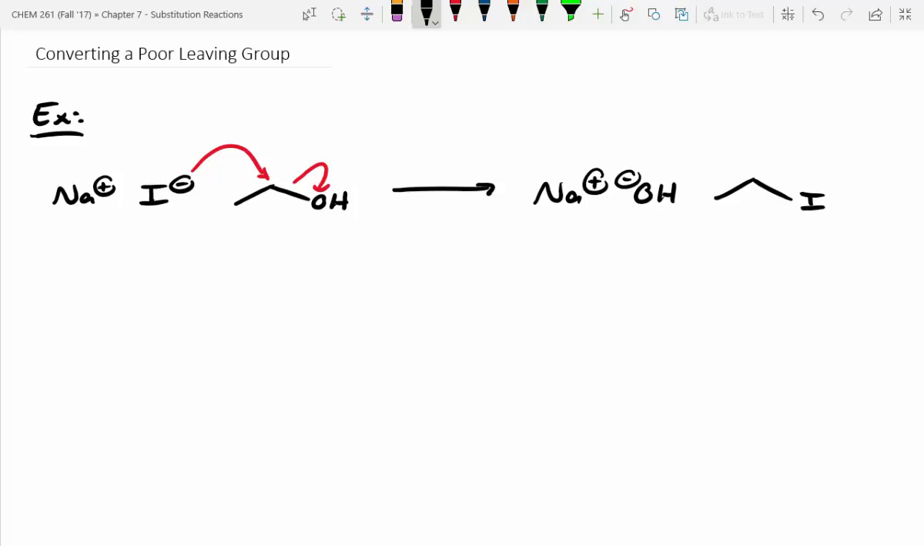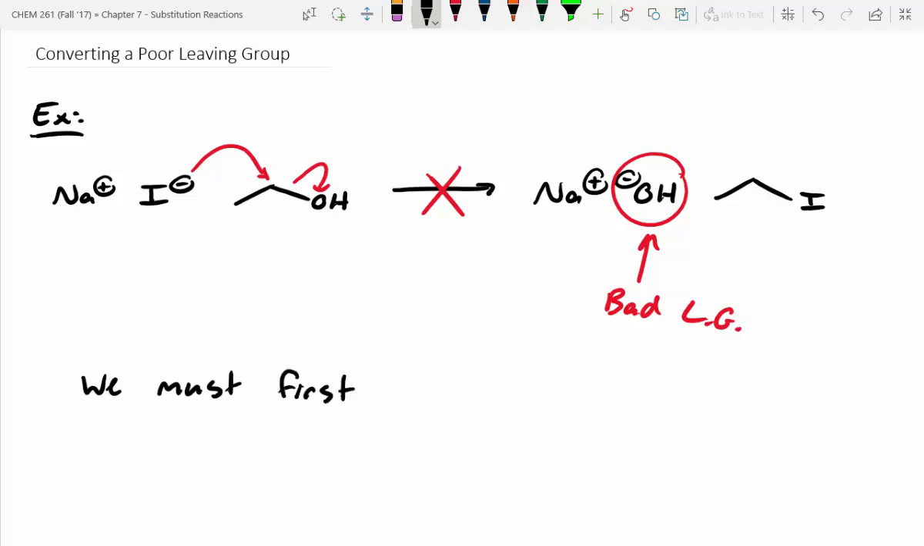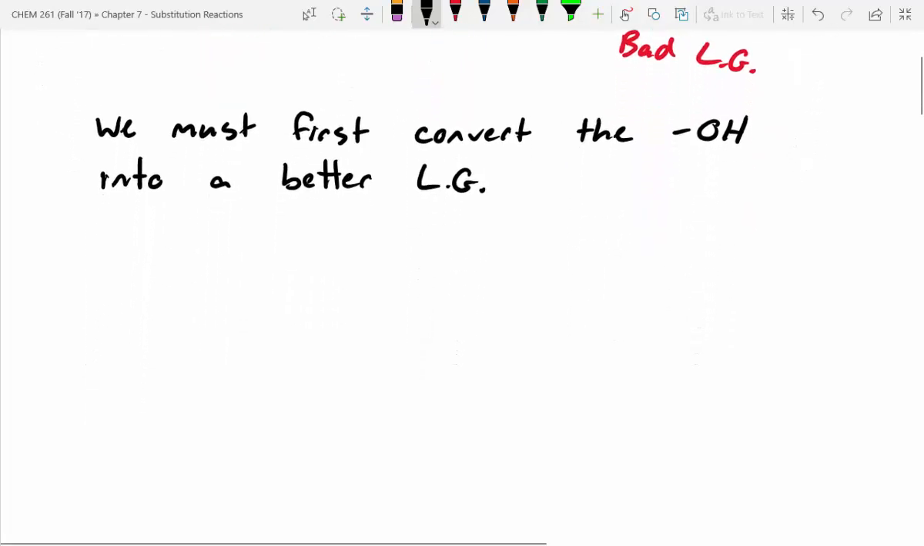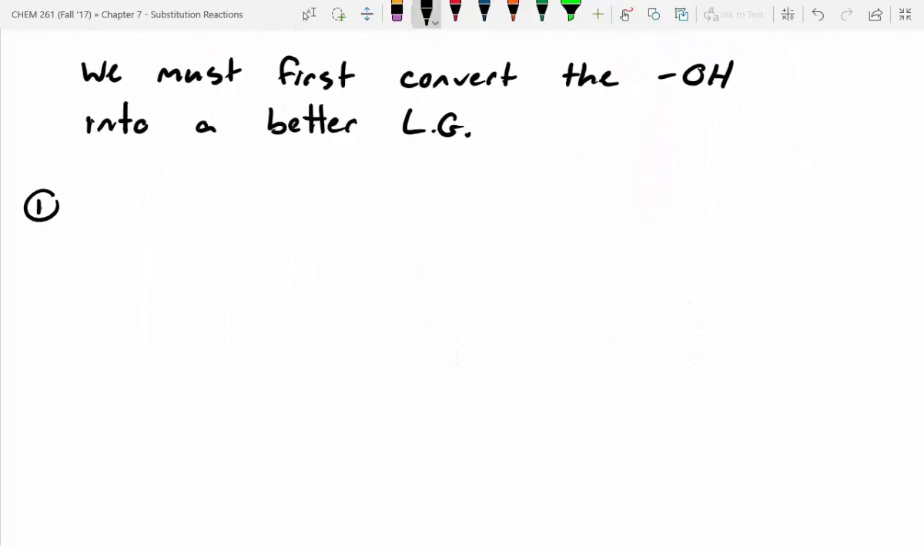OH is a terrible leaver. Bad leaving group. That means this reaction simply will not occur because you don't have a good enough leaving group. So we must find a way to convert an OH into a better leaving group. All right, so there's a couple tricks. The first one is protonate.